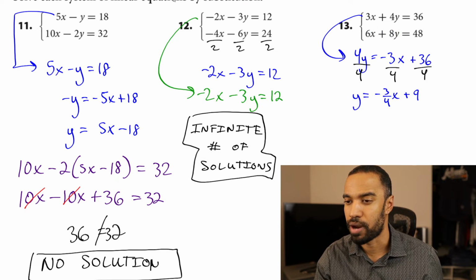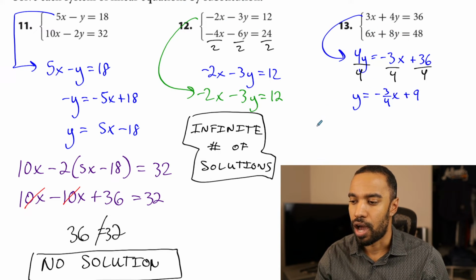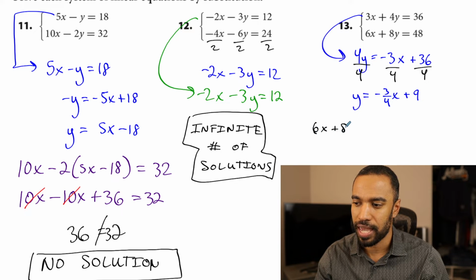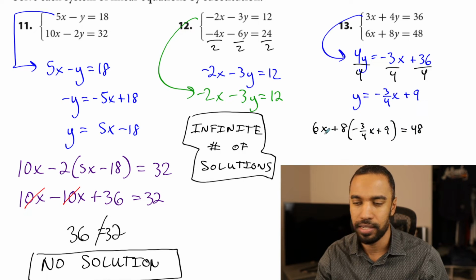The good news is for this problem, the fraction goes away very fast. We'll get 6x plus 8 times the quantity, negative 3/4 x plus 9 equals 48, okay?